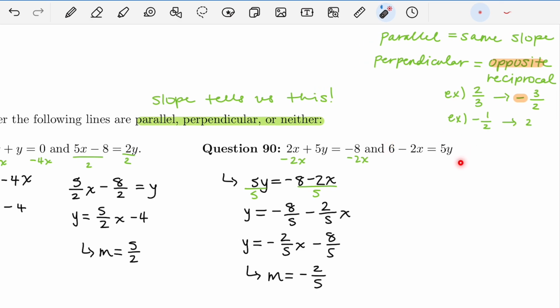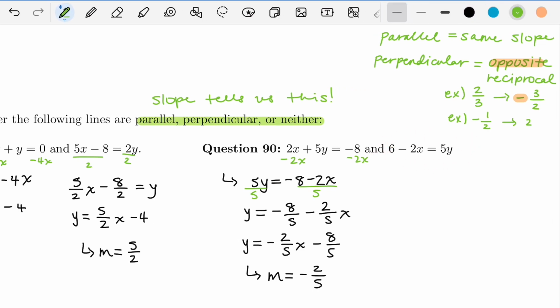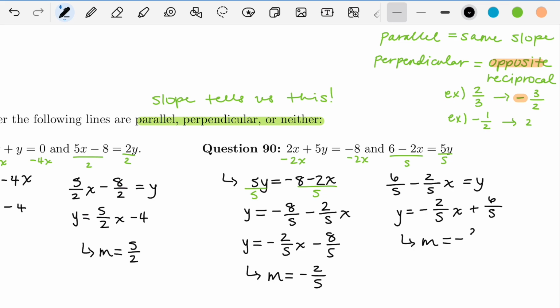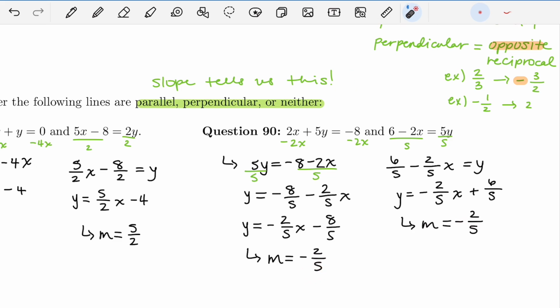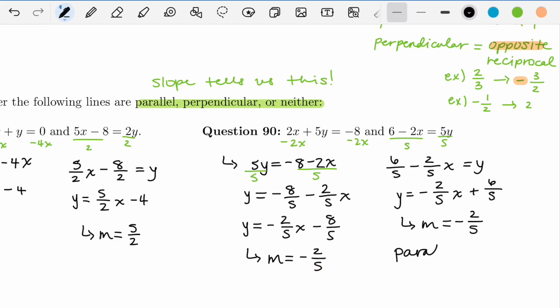All right, doing the same thing for this equation here. We want y completely alone, so we're going to divide by 5 on both sides. We're going to get this on the left-hand side, and then just reordering this so that we have y on the left-hand side of our equal sign. We're going to have y is equal to minus 2 over 5x plus 6 over 5. All right, and in this case, our slope is going to be minus 2 over 5. These guys have the exact same slope, so these two lines are going to be parallel to each other.